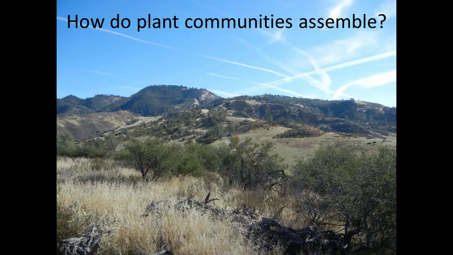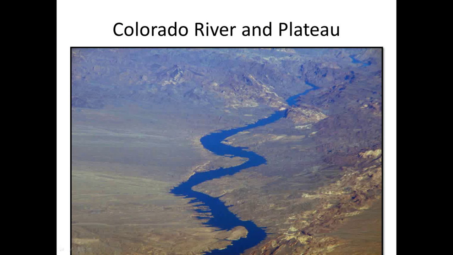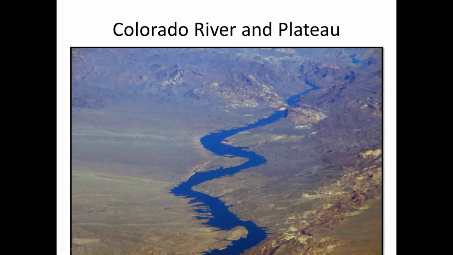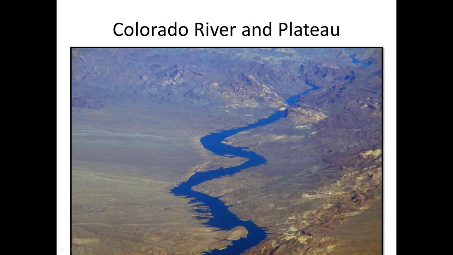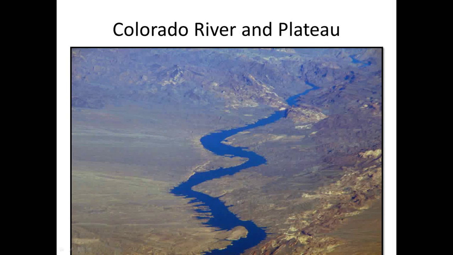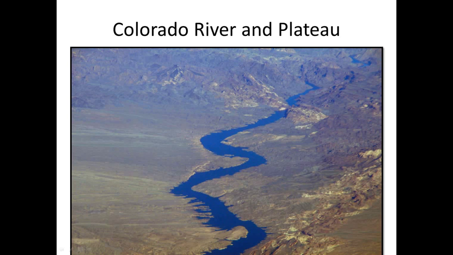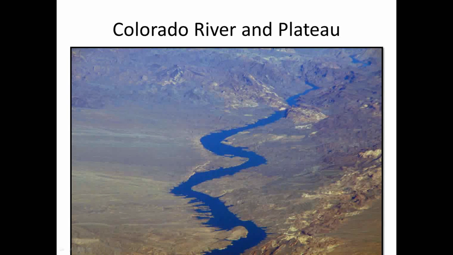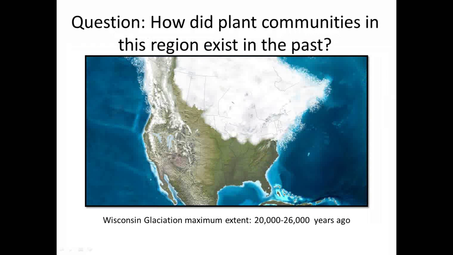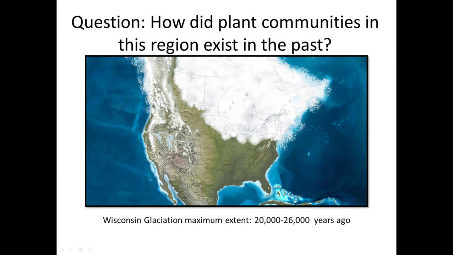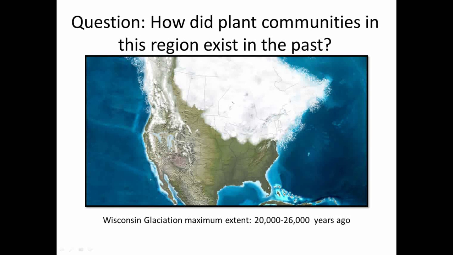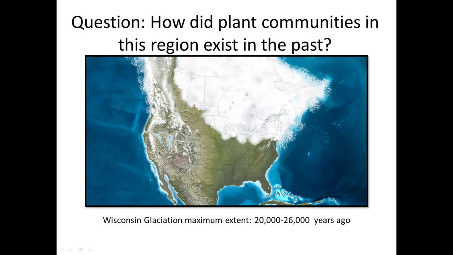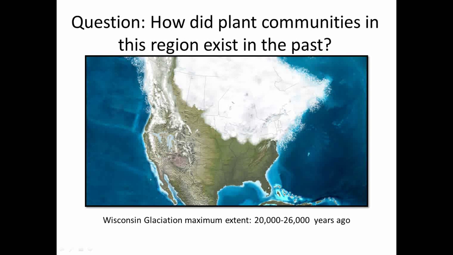So particularly Kenneth Cole and other scientists decided to try and answer this question in the Colorado River and Plateau region, which hosts a variety of climates ranging in aridity and elevation. This is a region in the southwest that covers Arizona, Utah, Nevada, and California. And so they sought to ask this question: how did plant communities in this region exist in the past, and how does that inform us of the current community today?